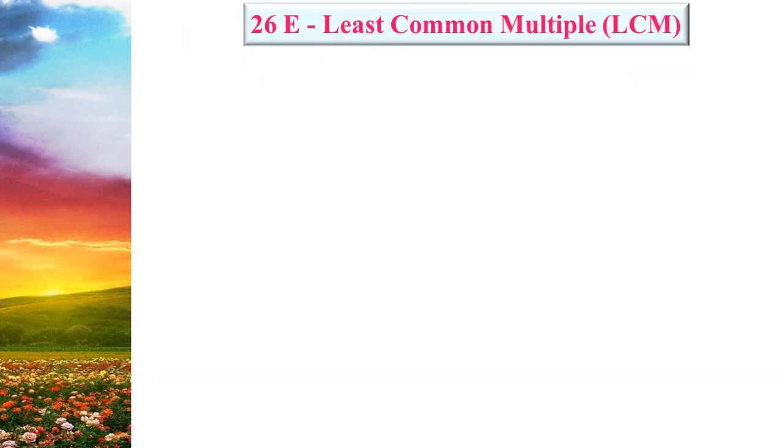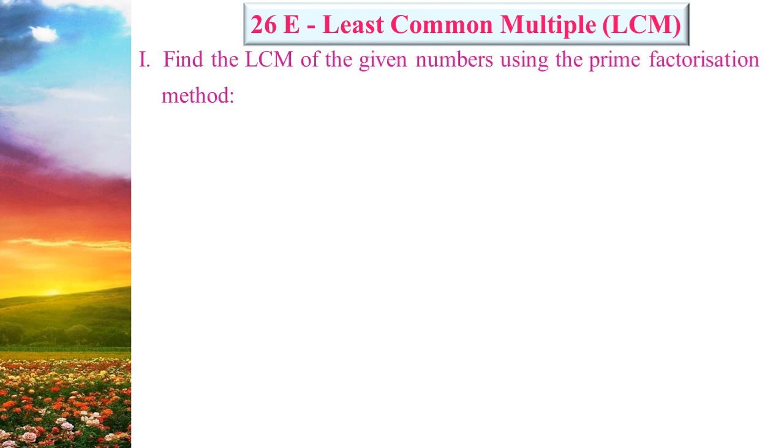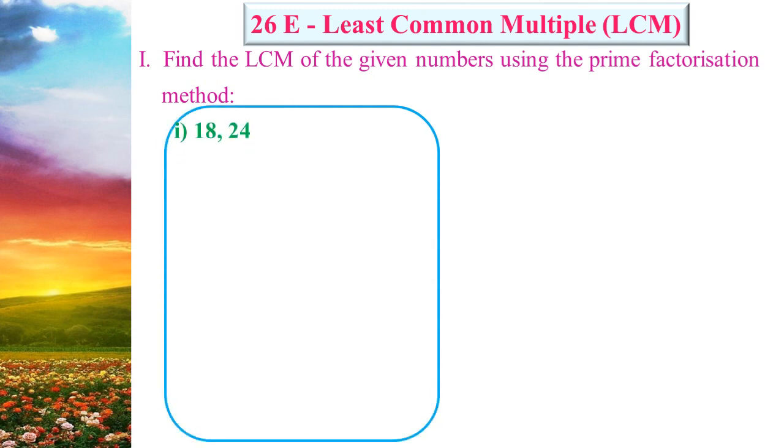Now we are going to see the least common multiple. The short form of least common multiple is LCM. Let's see the first Roman numeral: find the LCM of the given numbers using the prime factorization method. Prime factorization method means we use prime numbers. The first question is 18 and 24.